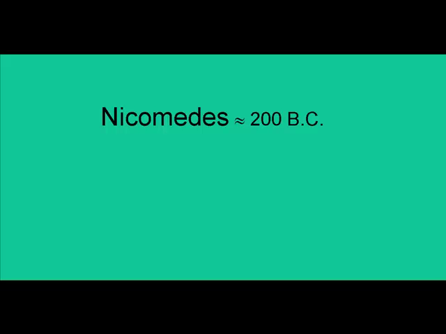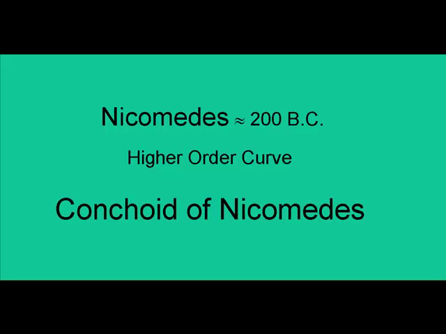In approximately 200 BC, a man named Nicomedes devised a method of trisecting an angle, but it relied on what is known as a higher-order curve. That is, a curve that cannot be constructed using only the classical tools, an unmarked straight edge and a compass. The curve became known as the Conchoid of Nicomedes.